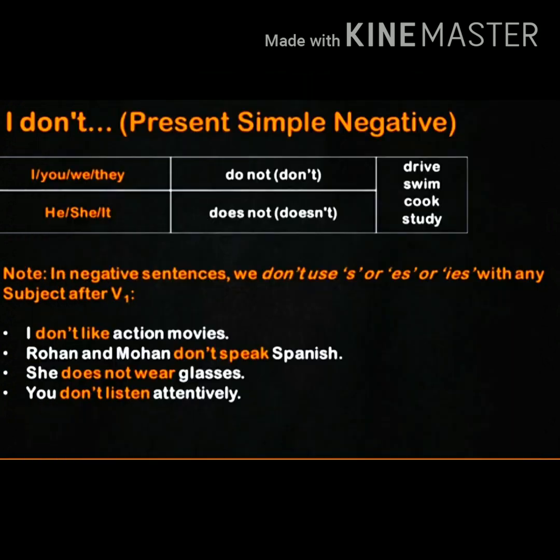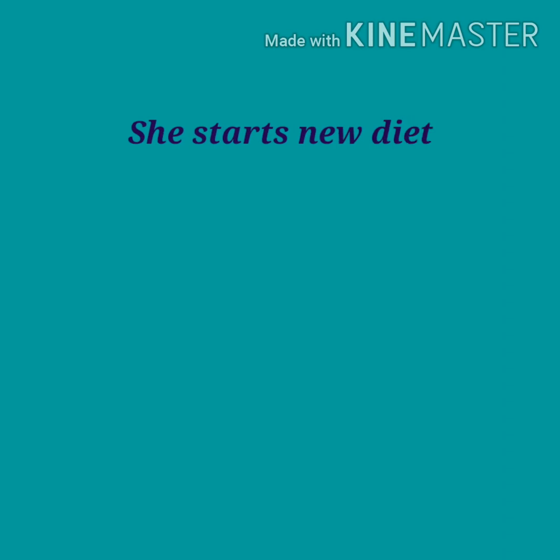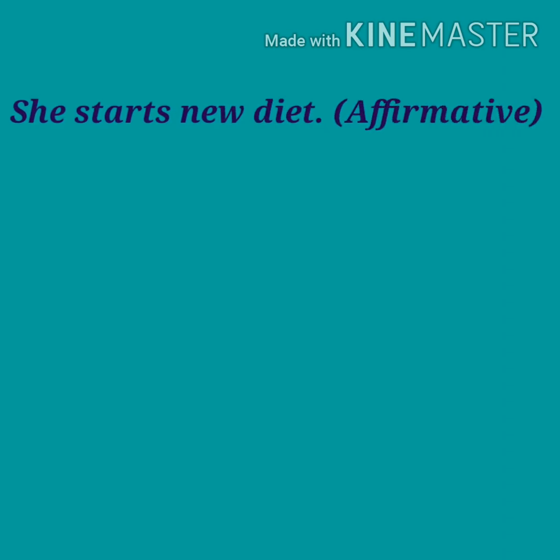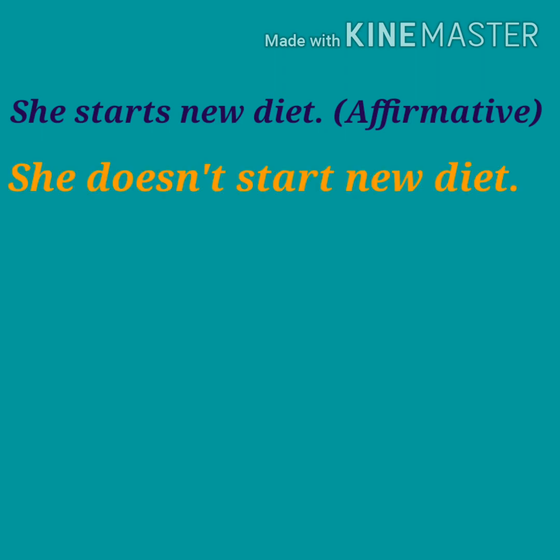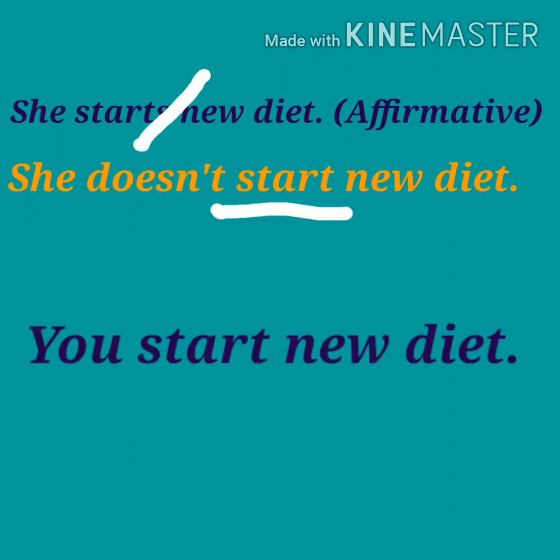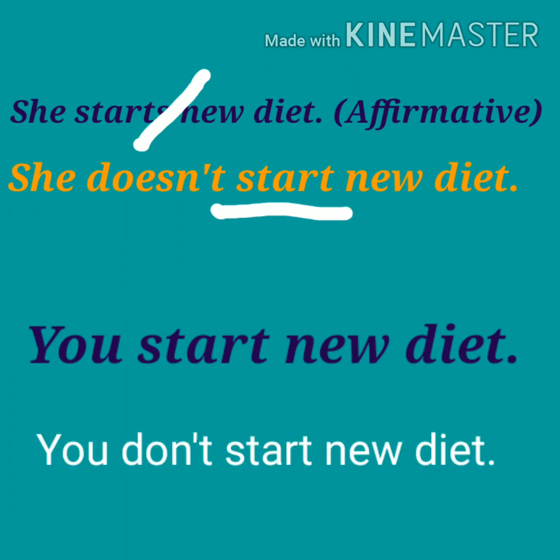Let's do that. She starts a new diet. It is an affirmative sentence. Now make it negative: She doesn't start a new diet. Here you can notice we remove the s and use only start. So remember it. Now the next sentence, you start a new diet. Here we can easily make it: you don't start a new diet.